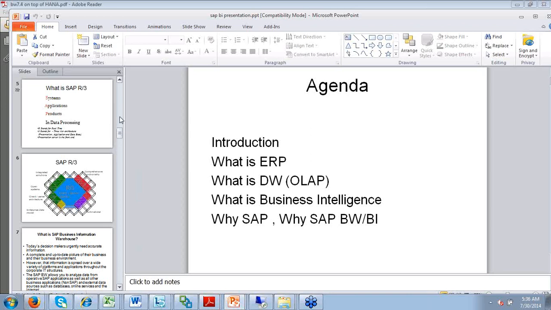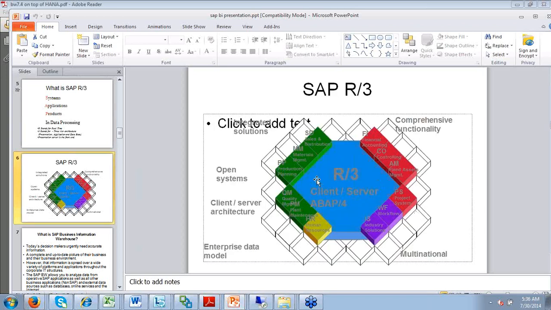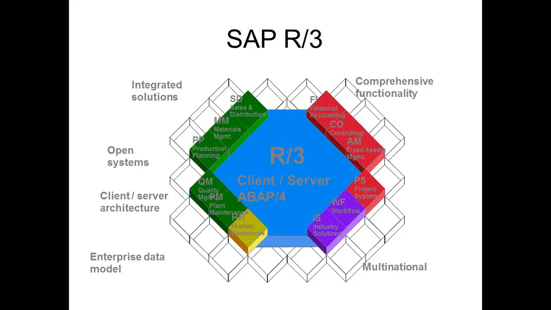SAP stands for Systems, Application and Products for Data Processing. You had different versions of it, R3 and ECC 5.0, and now we are on ECC 6.0. ECC stands for Enterprise Central Component, and this is the transaction processing system for SAP. It has a lot of different modules on top of it. The basic language used with ECC is ABAP, Advanced Business Application Programming, Generation 4.